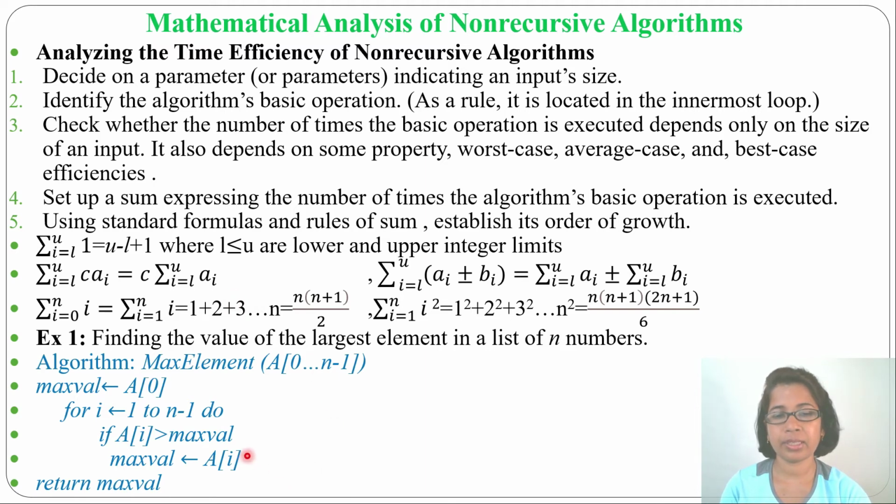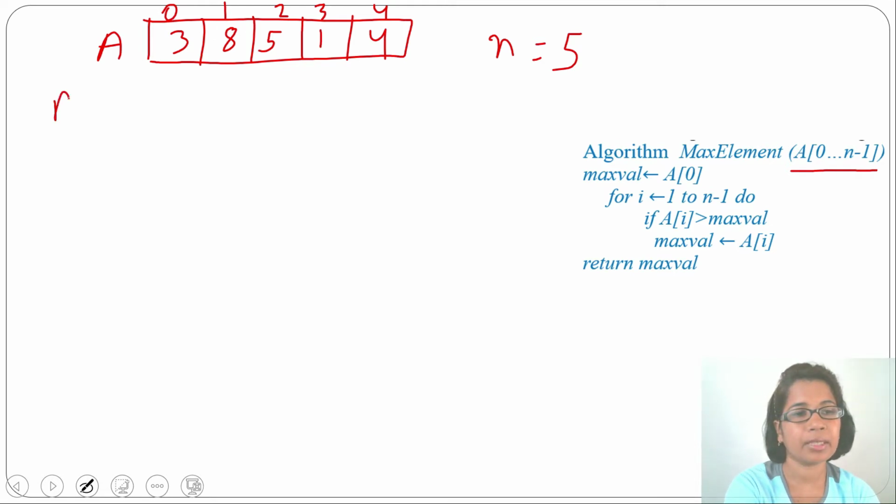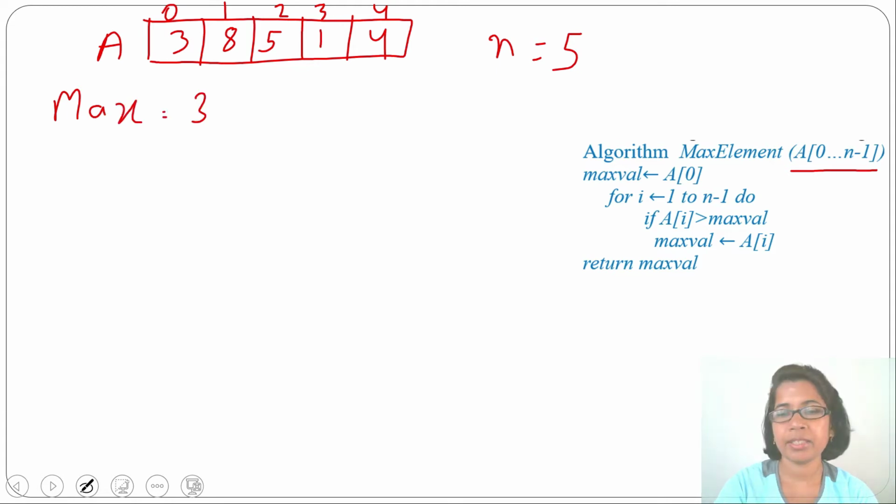Let me run this algorithm with an array example so that you can understand. I consider an array having n equals 5. N equals 5 means the array index will be 0 to n minus 1, so 0 to 4. First, max value will be assigned as A[0]. Now max value will be A[0]. What is A[0]? It is 3. Next, for i from 1 to n minus 1, let i equal 1.